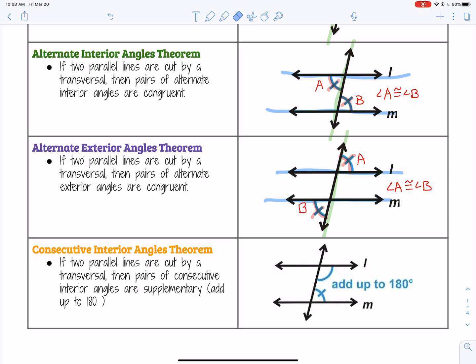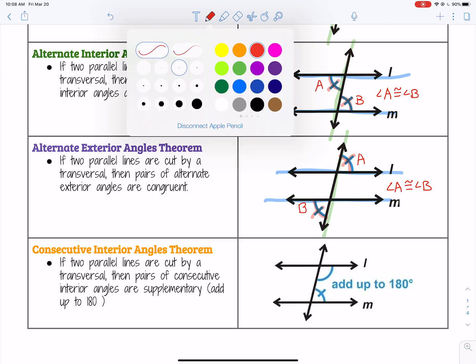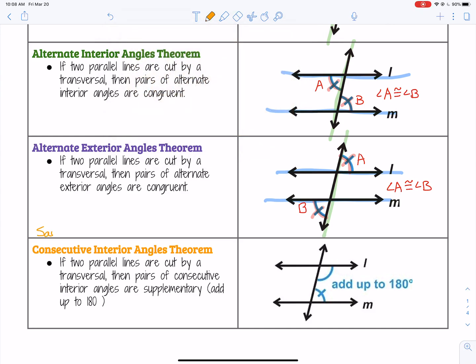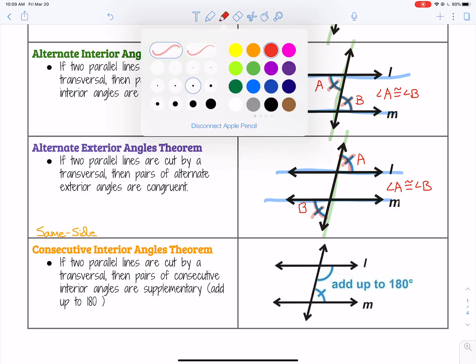All right, our last theorem is the consecutive interior angles theorem. Consecutive means the same thing as same side, which sometimes just sounds like it makes more sense, but they usually use the word consecutive in problems. They mean the same thing. So if two parallel lines are cut by a transversal, the pairs of consecutive interior angles are supplementary, which we know means they add up to 180.